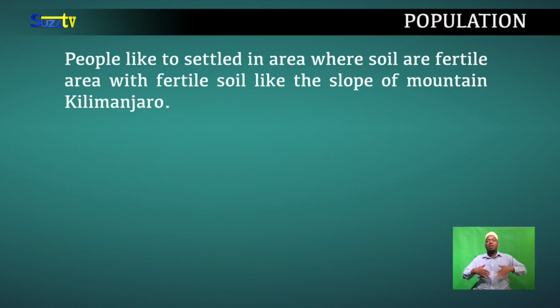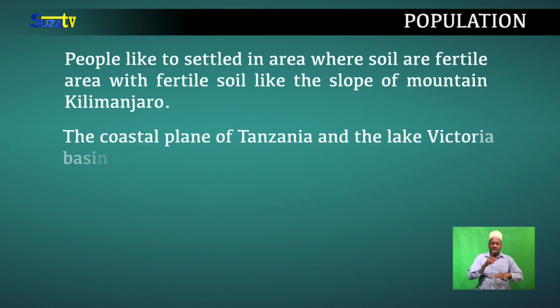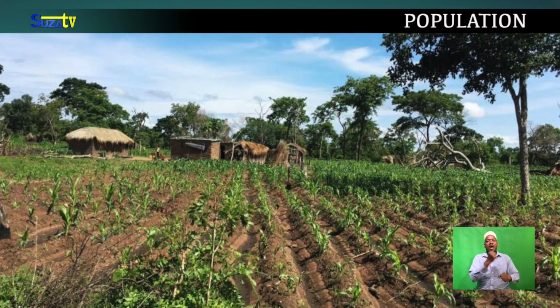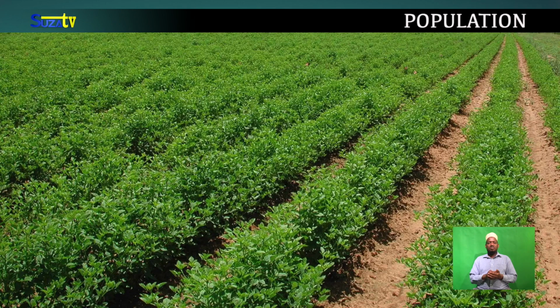Also, my dear students, people like to settle in areas where the soil is fertile. As we say, each person can participate in one activity. So the farmer can live in a fertile area with fertile soil, like the slope of Mountain Kilimanjaro and the coastal plain.